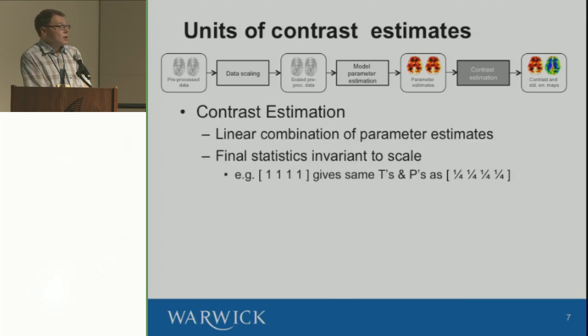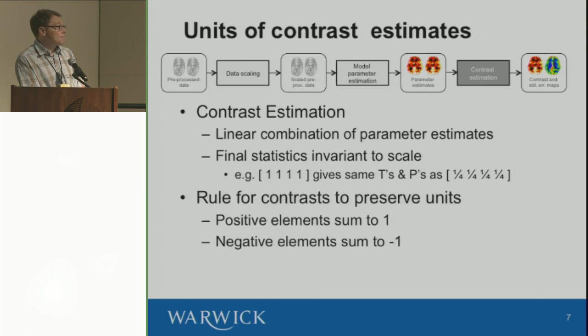So the contrasts, of course, are the thing that we use to summarize the parameter estimates and the regression and get the inferences that we care about. Constructing contrasts is difficult enough as it is, and one thing that makes it easier is that they are invariant to the scale. So you might do a contrast of 1, 1, 1, 1, and I might do a contrast of a quarter, quarter, quarter, quarter, and we will get the same T maps and the same P maps. However, if we then were to go and share our data into a common meta-analysis, our data would be off by a factor of 4 from each other. So this matters.